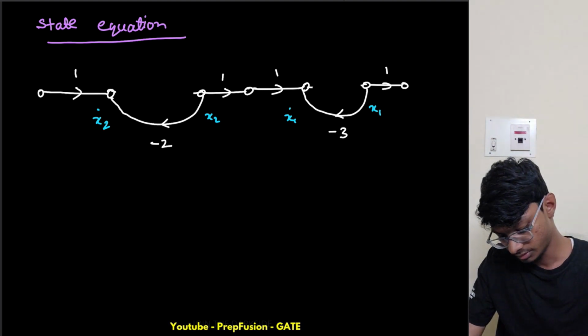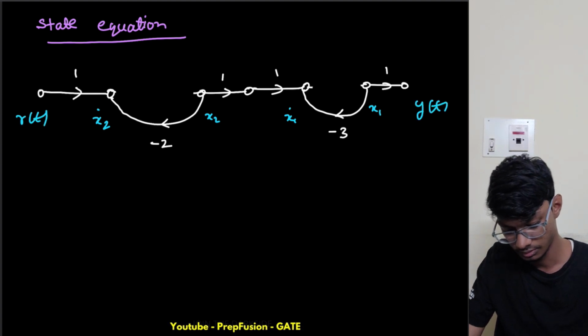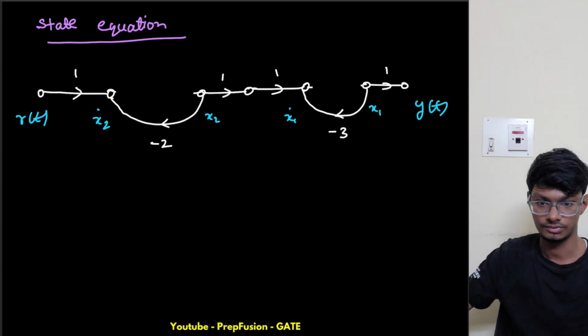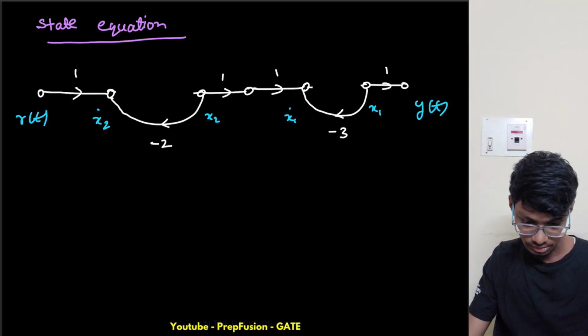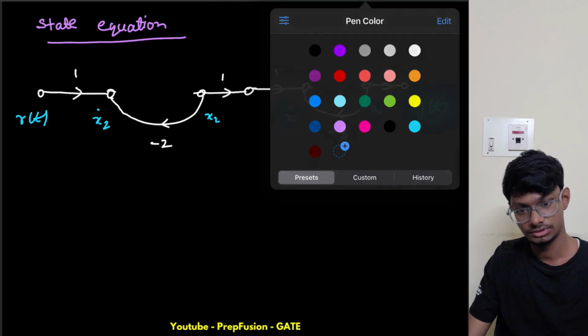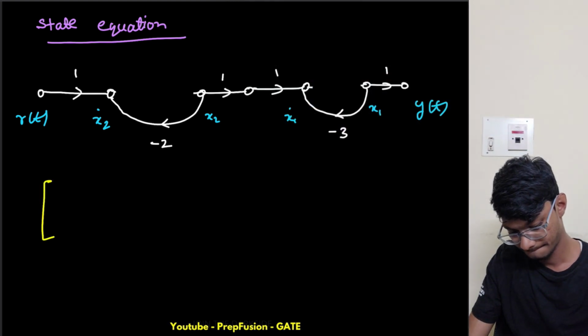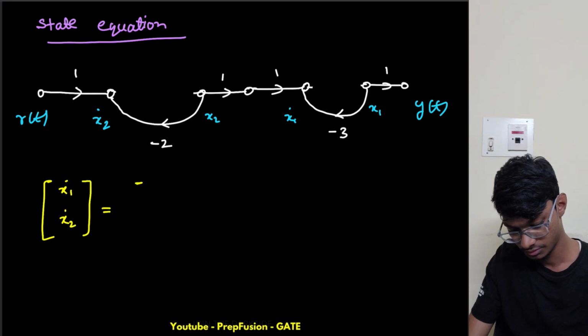And this will be in time domain. So this is basically R of t, and this is Y of t. So this is basically my x1 x2. Now let me write directly the state matrix. x1 dot and x2 dot, what is it equal to?